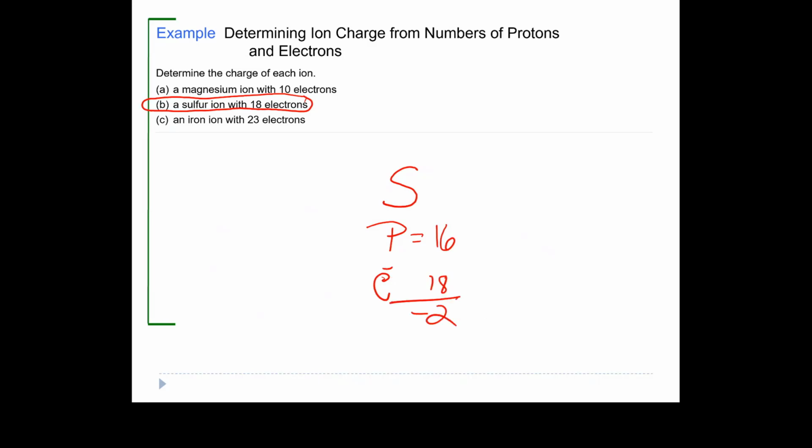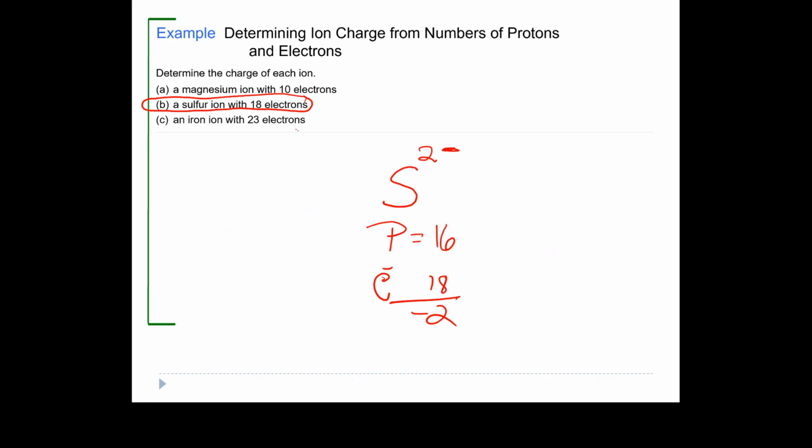Should be -2. When we write these, though, we always write the magnitude of the charge first and the sign of the charge last, okay? So yes, it's -2 when we do the math down here, but we're going to write it up there as 2 minus, or we'd write 2 plus for the magnesium, okay?